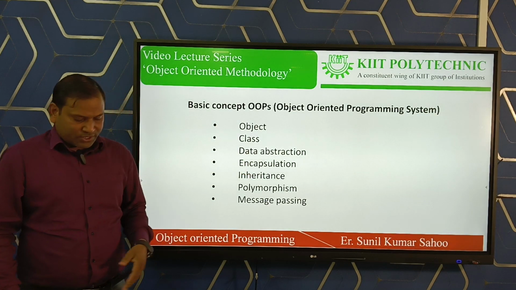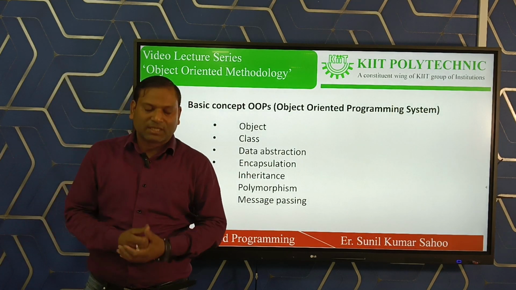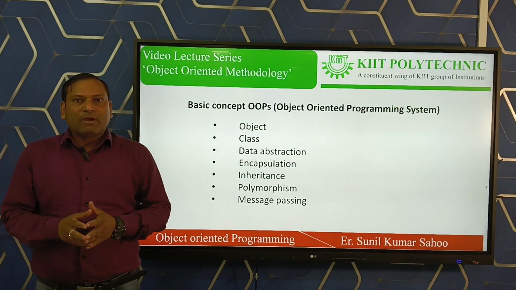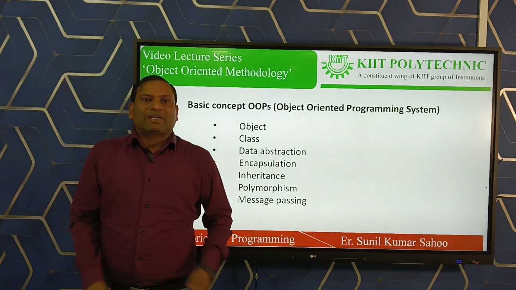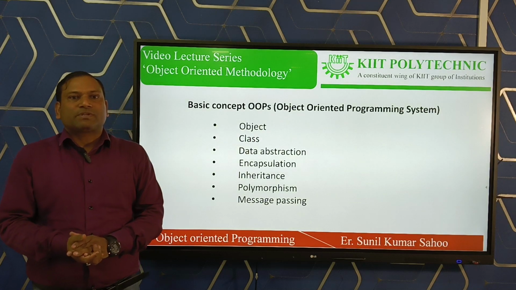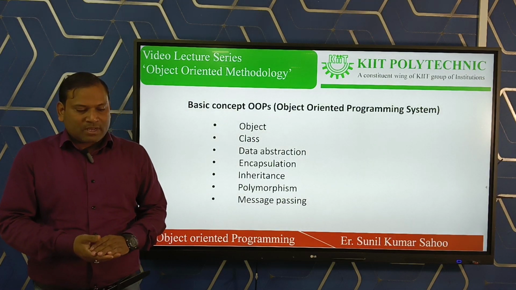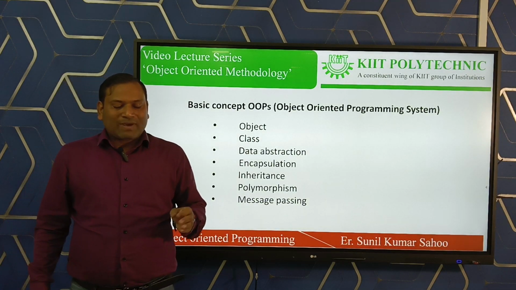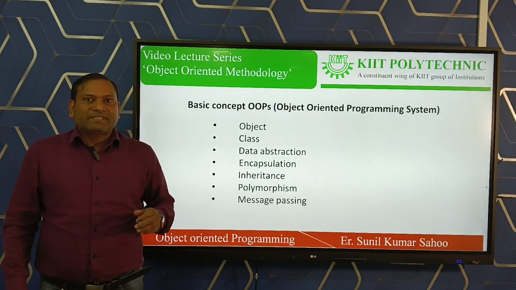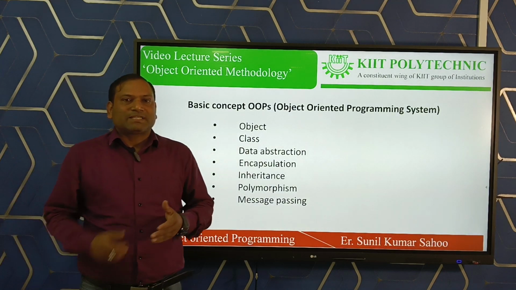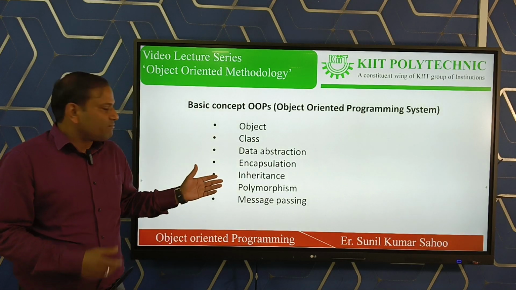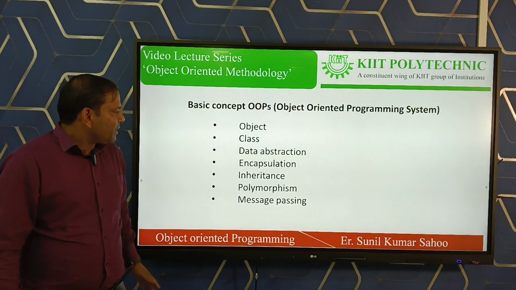Next one is encapsulation. Encapsulation is nothing but the wrapping of data and code into a single unit. Here the class is one of the examples of encapsulation. Encapsulation means, one example, capsule. It is wrapped with different medicine. That's why it is one of the features of object oriented programming language.